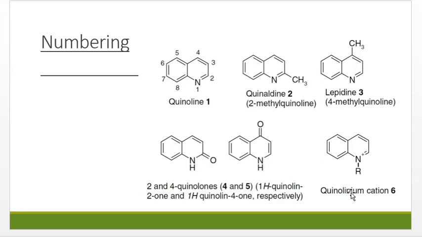And of course we have other compounds, for example 2 and 4 quinolones, 4 and 5. This is 1-hydroquinoline, 2-one. What is one? Our carbonyl group. And 1-hydroquinoline, 4-one, respectively.